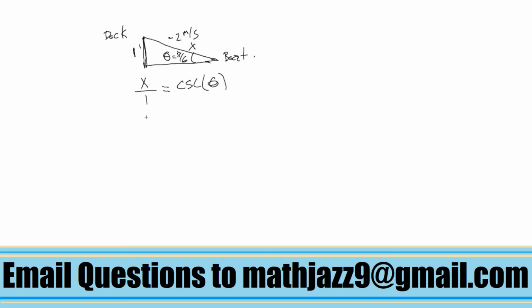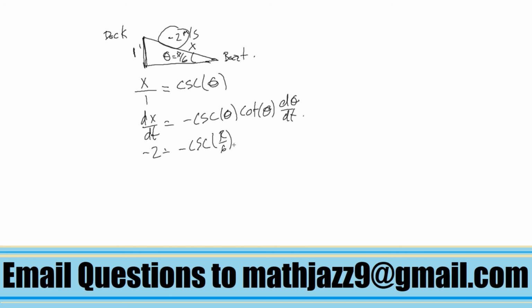And we're going to take the derivative of both sides. So we get dx/dt equals negative, derivative of cosecant is negative cosecant theta cotangent theta d theta/dt. And the angle that we're given is pi over 6. And dx/dt is -2. So -2 equals negative cosecant of pi over 6 times cotangent of pi over 6 d theta/dt. We look these values up on our chart.